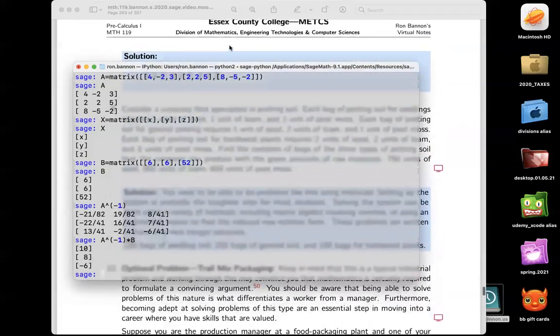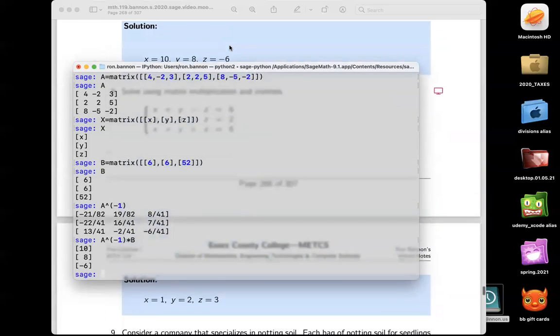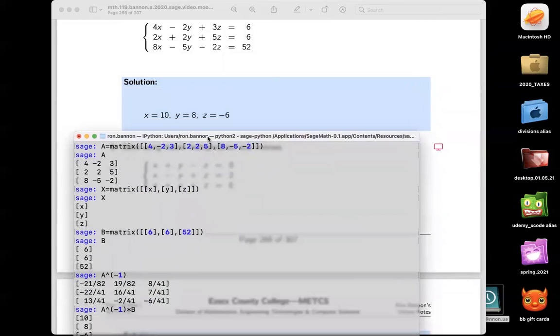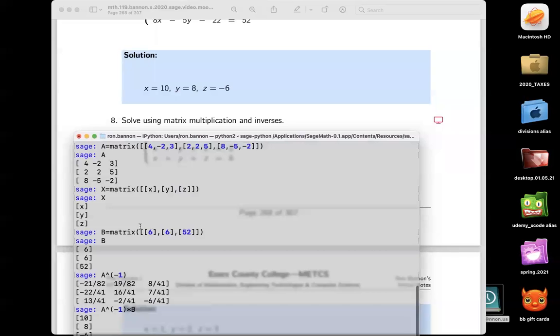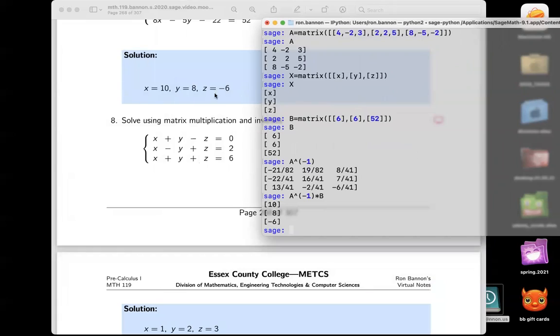Again, I'm kind of looking for this. Now, let me see. No, not that. Let's see. Is this one 4, minus 2, 3, 2, 2, 5, 8, minus 5, minus 2? Wow. I think I'm seeing it. 6, 6, 52. So you remember in this section over here, again, when you get a chance, solve it using matrix multiplication. Well, I just did this here. And what's my solution? Let me go back over that with you. 10, 8, minus 6, right over here.